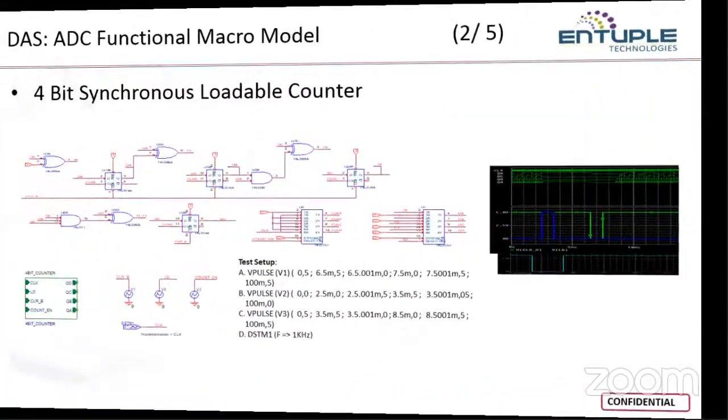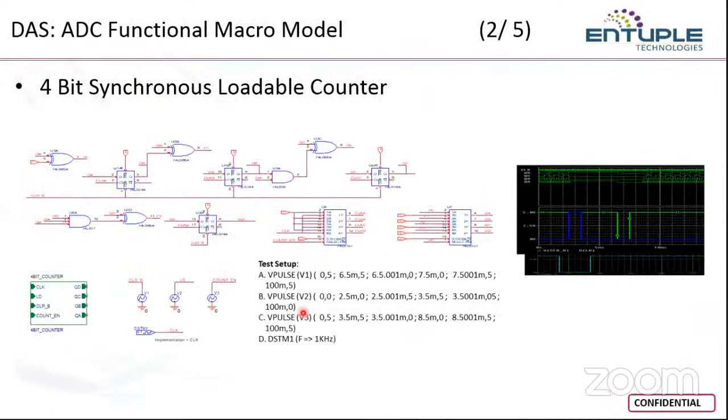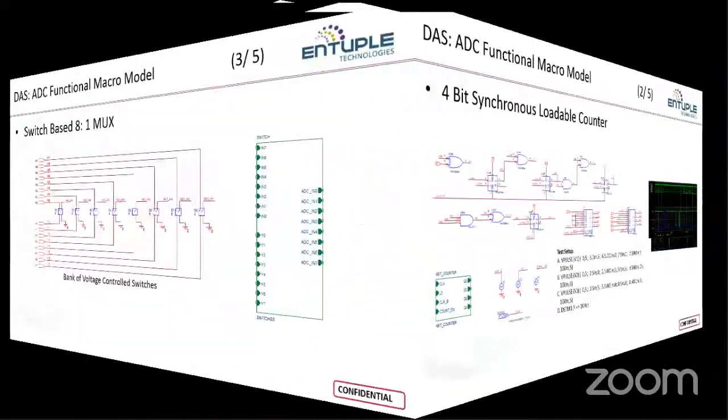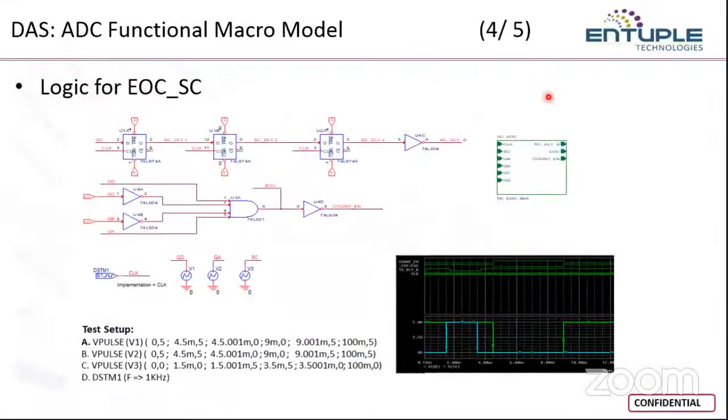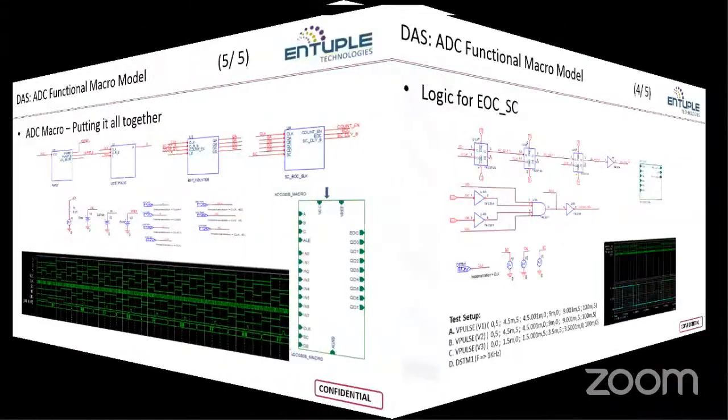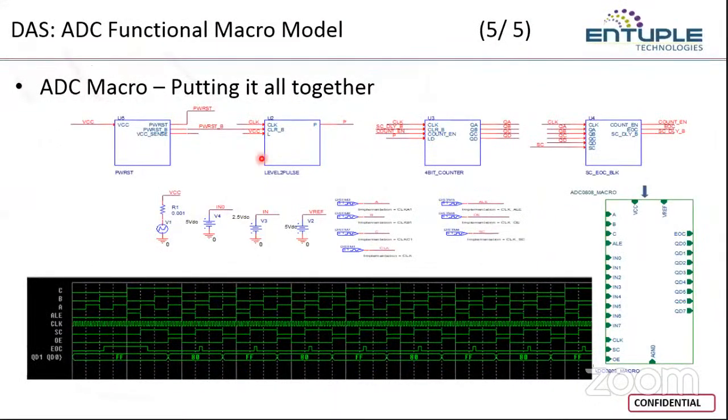First, we get the 4-bit synchronous loadable counter, and we also give the test setup. And then we have the multiplexer. The multiplexer we have designed using a basic analog switch itself, and then we have created the top level symbol for that. And then we have the logic for end of conversion and start conversion. We put all those modules together, and we are building the final block, the ADC, analog to digital converter.